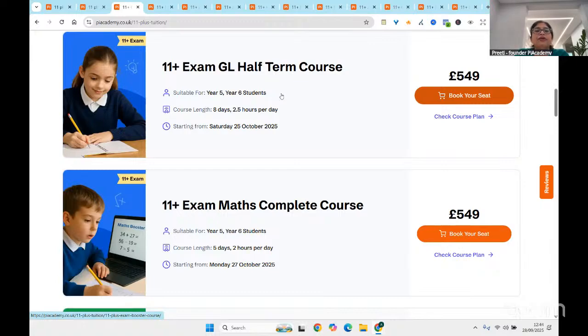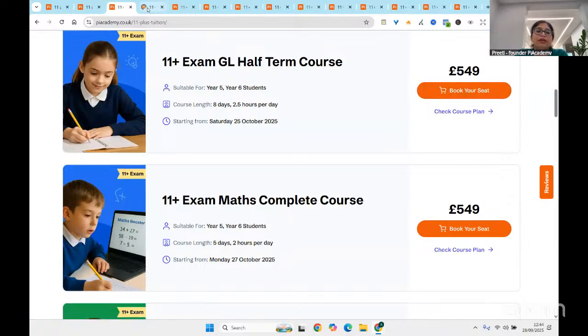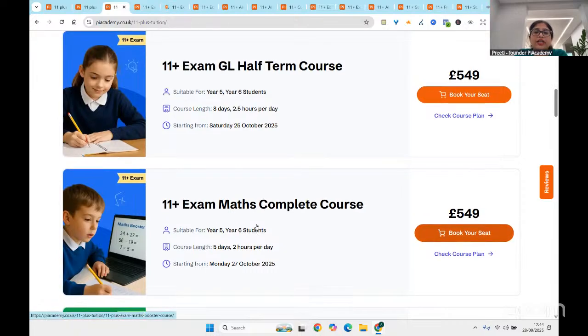This GL half term course of course includes maths, English and verbal, and we have a dedicated course on 11 plus exam maths complete course where we are catching up literally every topic. This will be the great course for your child. You can see it is taught 2 hours per day. It's a 10 hours of course, but it's worth investing because we are going through every topic, every concept, we are giving a very good practice, and we are also revising.